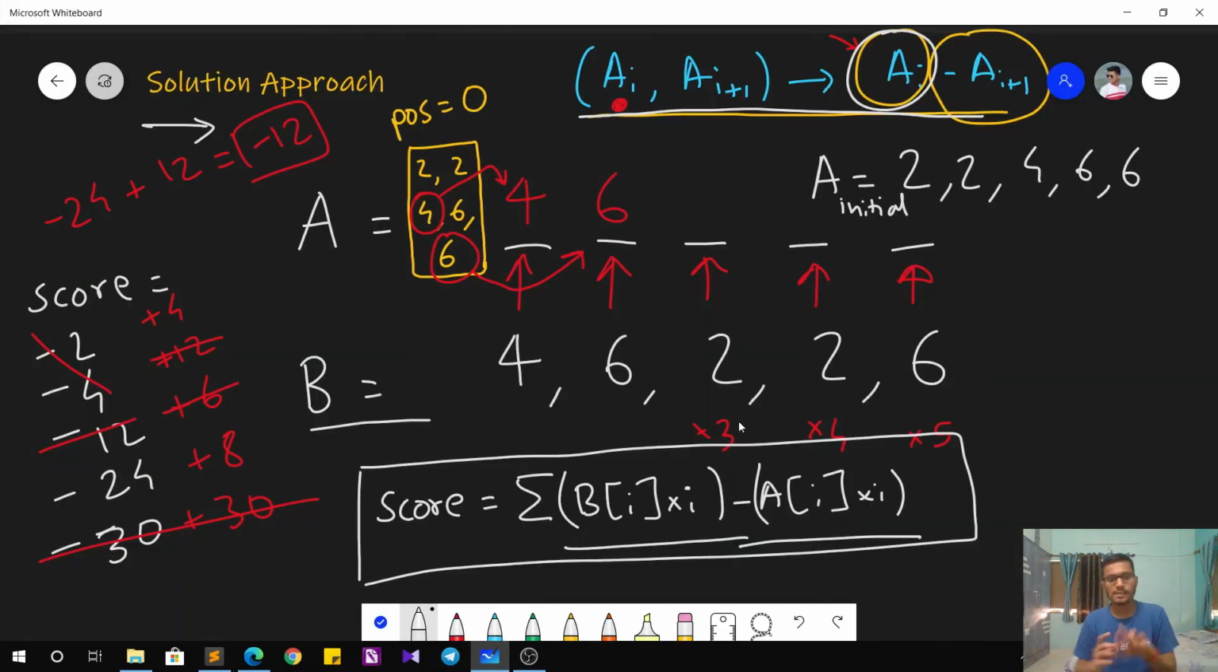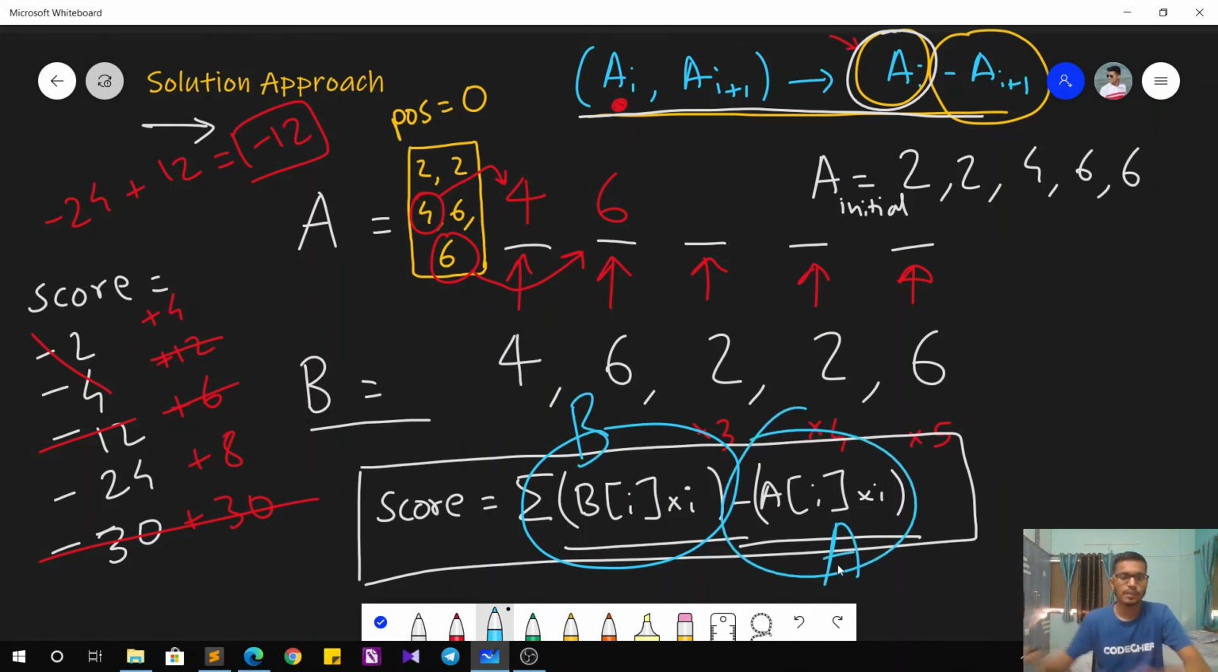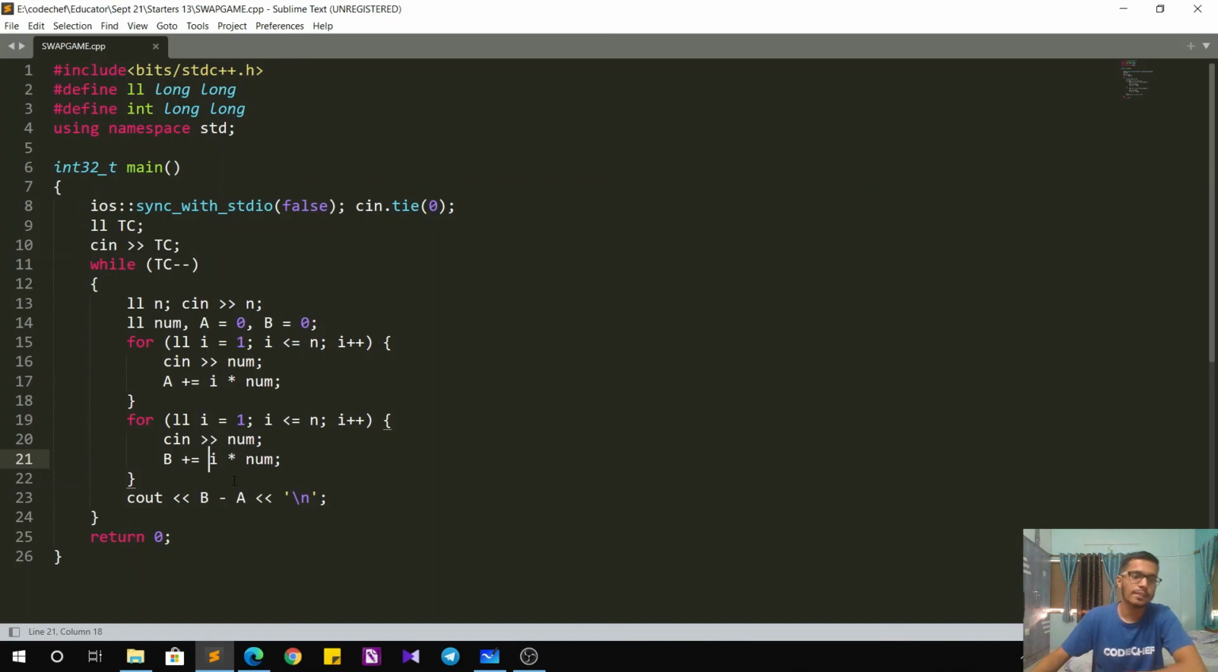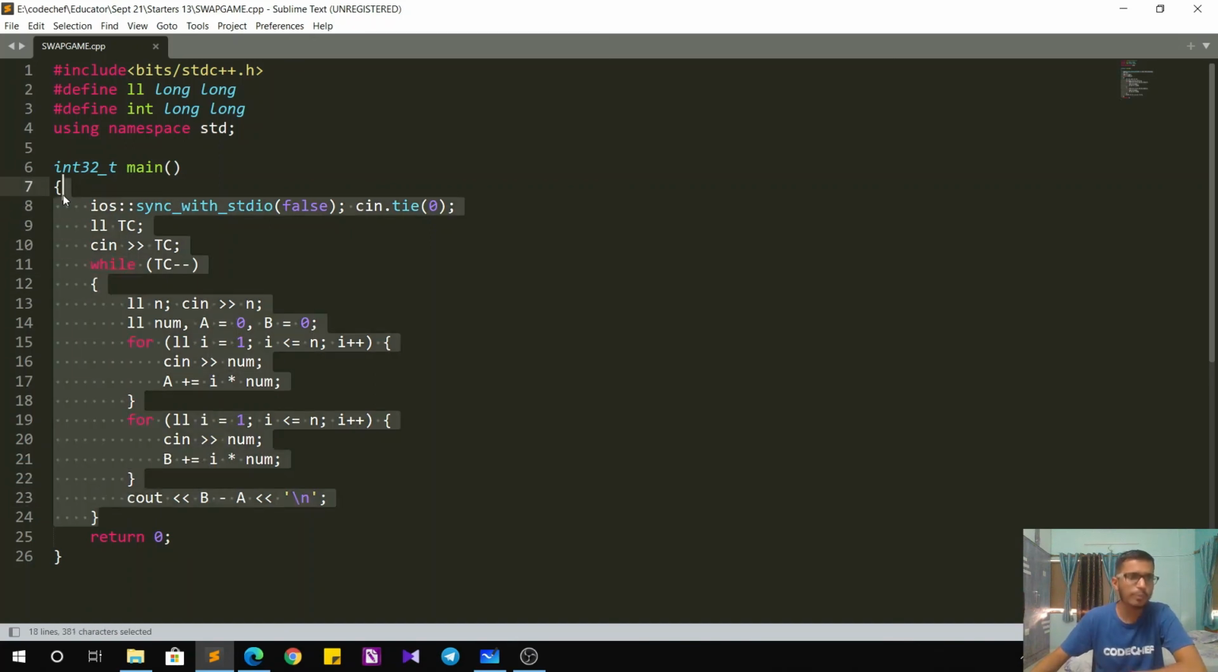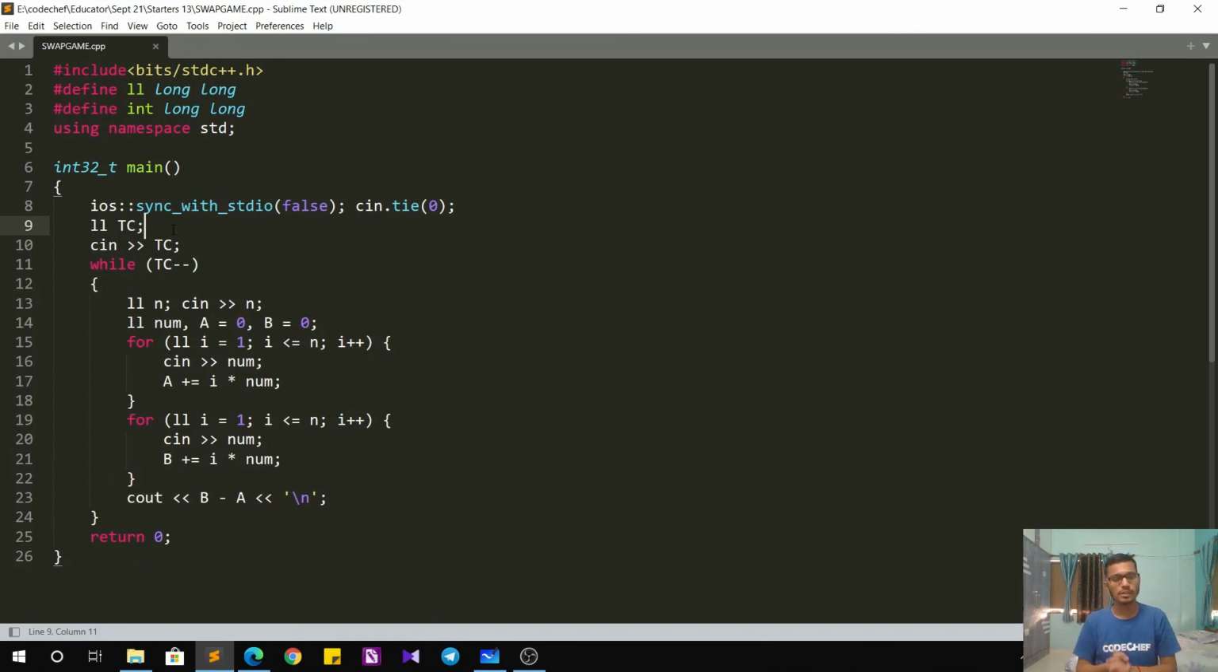So if you see this in my code, this whole term, summation Bi into i, is actually capital B, and this is capital A. So that is what I have done, and that is only one possible score. So there is no maximum possible score. Actually, there is only one possible score. So that's what I output after redistributing the elements, and that's it. That completes our solution. So I hope you guys understood my solution approach and the idea of how I used the imaginary position to redistribute the elements.